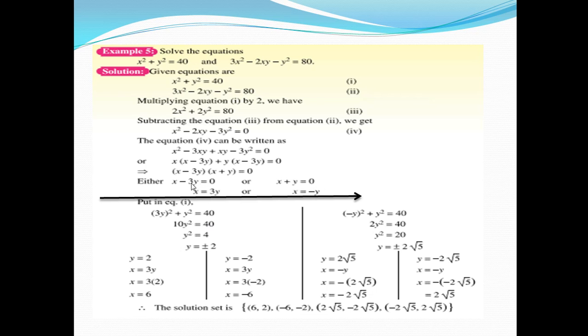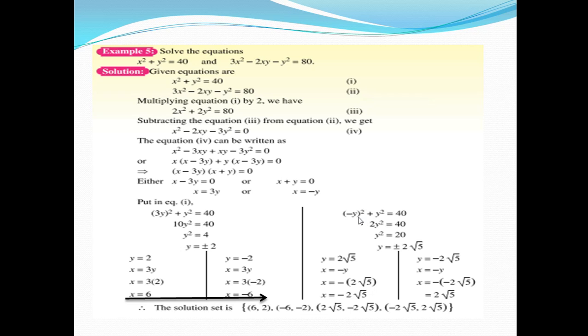Put it in equation number 1, then we get 9y square plus y square is 10y square, which is equal to 40, so y square is equal to 4, and after taking the square root y is equal to plus minus 2. Put the value in the equation, y is equal to 2 and y is equal to minus 2. For x is equal to 3y, the second equation, put in the value plus minus 2, then we get the value x is equal to 6 and minus 6.